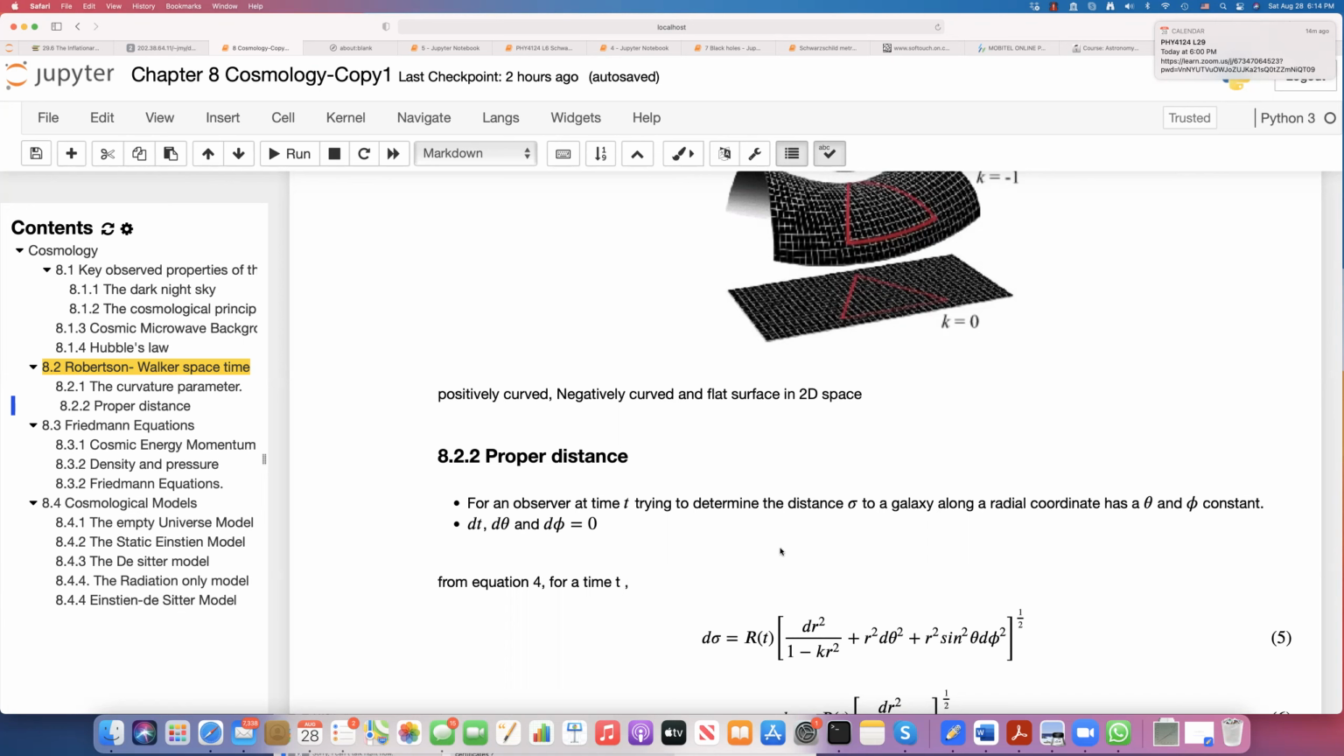So what that means is, for a particular time t, dt will be equal to 0. And then you are not changing theta and phi, so d theta and d phi will also be equal to 0.